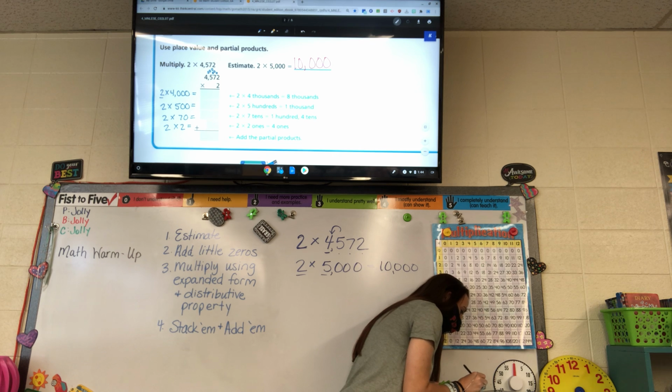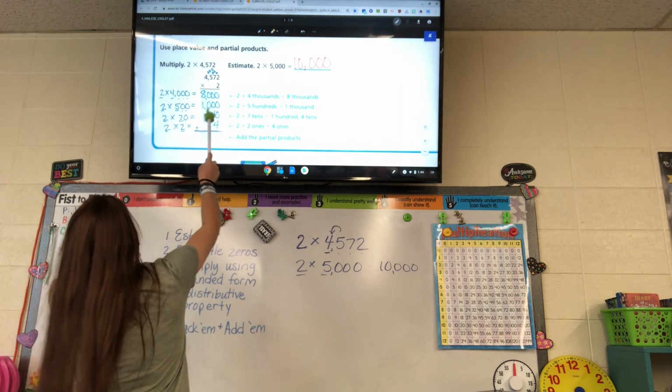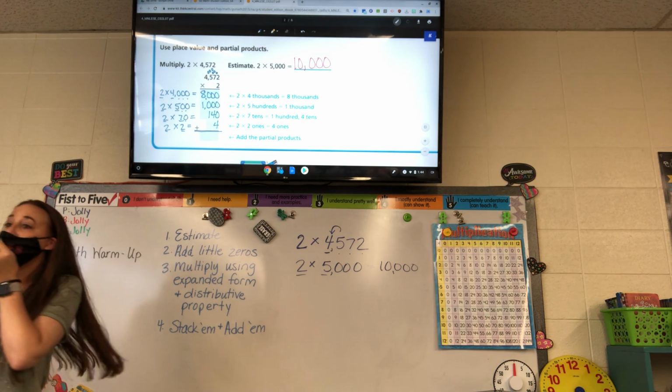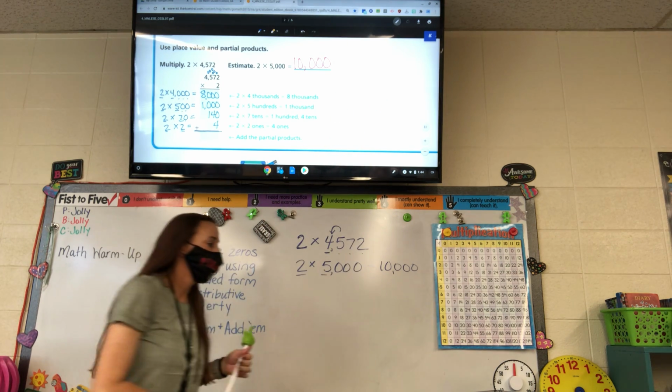So 2 times 4 is 8 with 1, 2, 3 zeros after it, so 8,000. 2 times 5 is 10 with 1, 2 zeros after it, so that is 1,000. 2 times 7 is 14 with 1 zero behind it, so 140. 2 times 2 is 4. Now, I've got them stacked up. I stacked them as I went, if you'll notice. If you did not, then you can rewrite them over here in this space.